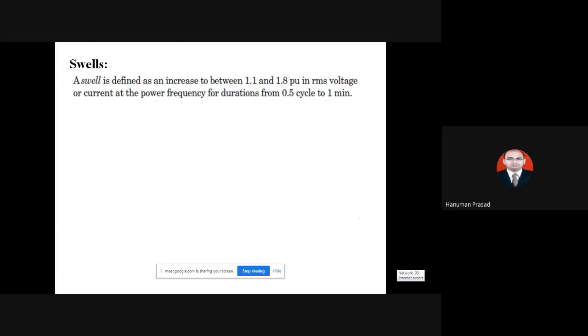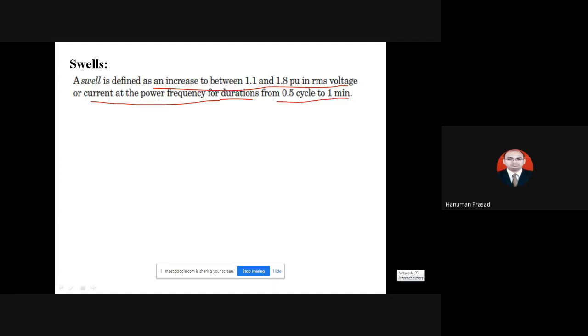Voltage swell. Voltage swell is defined as an increase to between 1.1 and 1.8 per unit in RMS voltage or current at power frequency for a duration of 0.5 cycle to 1 minute.